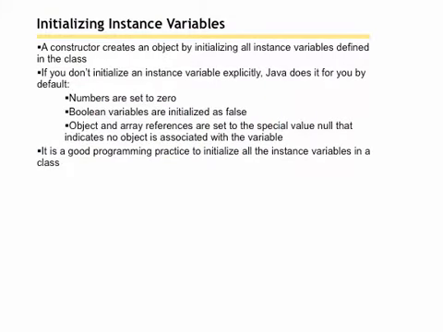A constructor creates an object by initializing all instance variables defined in the class. If you don't initialize an instance variable explicitly, Java does it for you by default. Numbers are set to 0. Boolean variables are initialized to false. Object and array references are set to null, N-U-L-L, null. That pretty much means there's no object here. It is good programming practice to initialize all instance variables in the class, so do it yourself by writing a constructor.